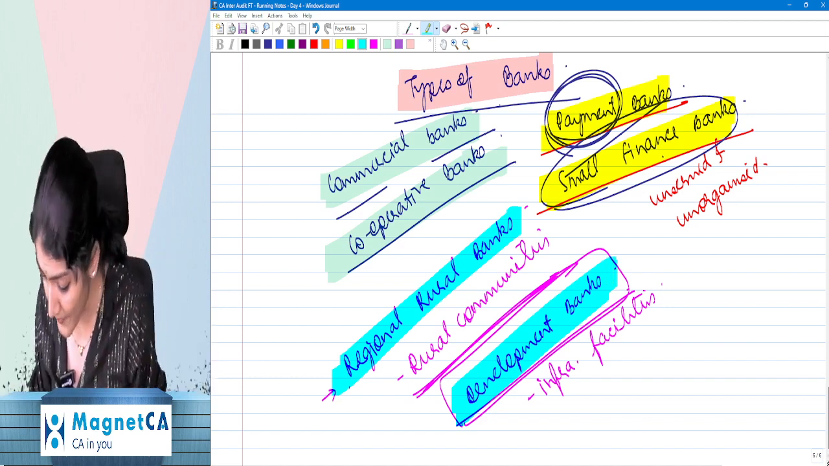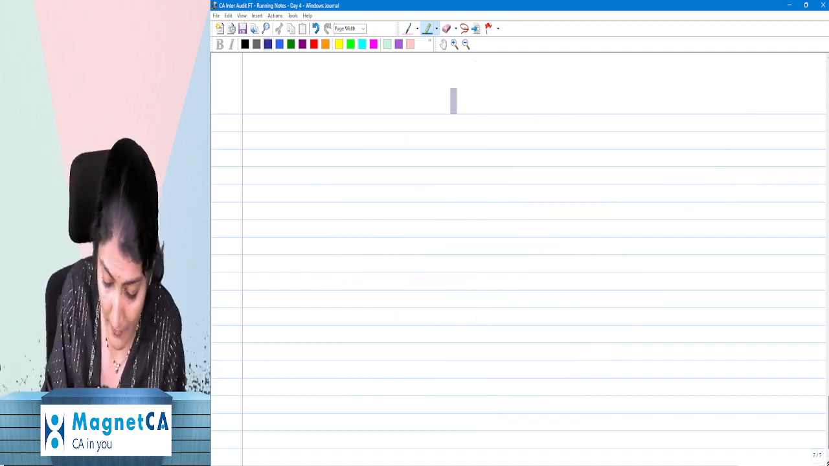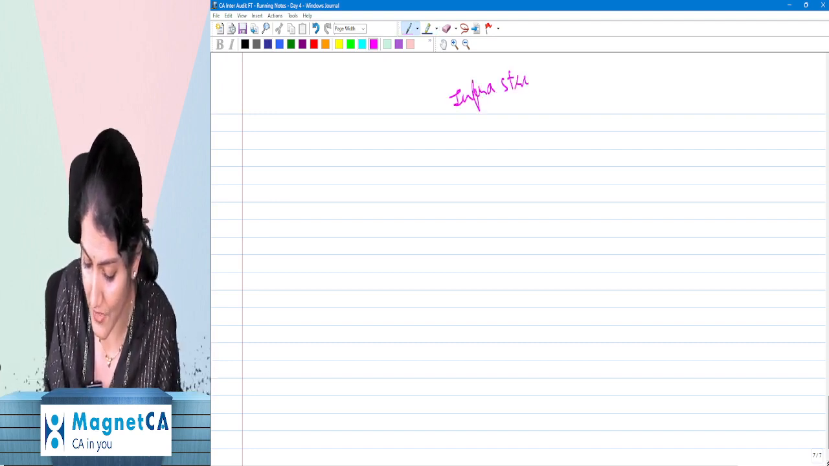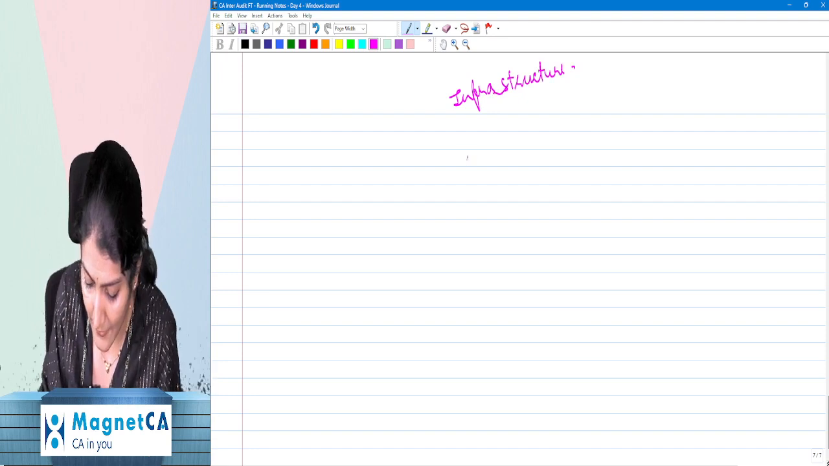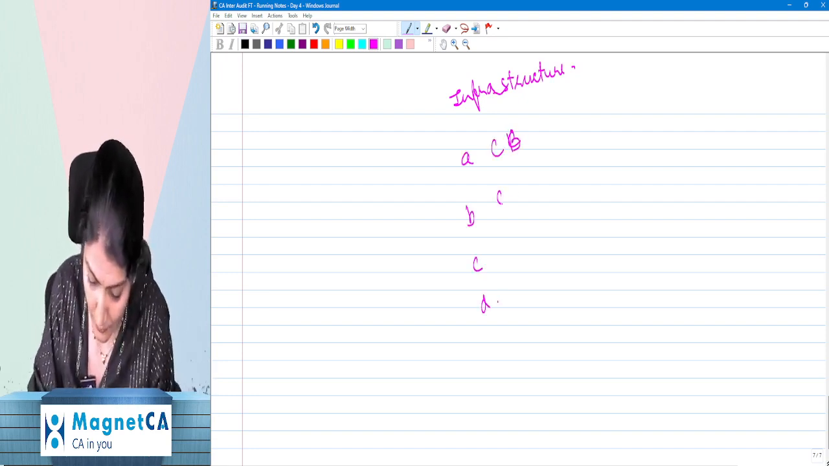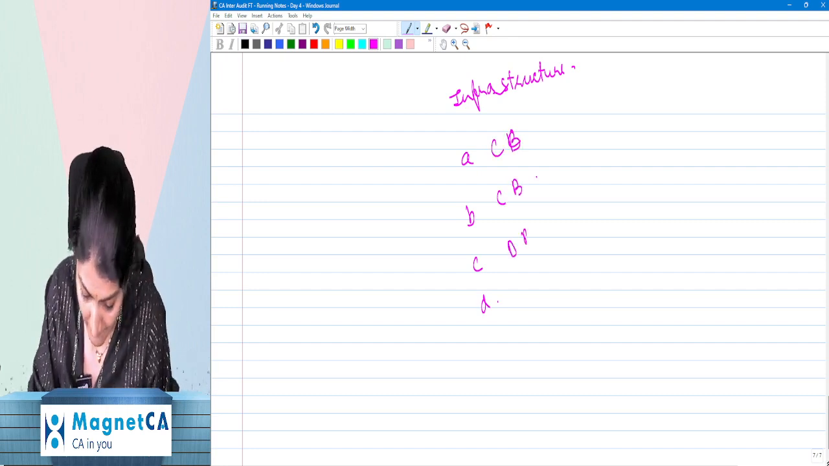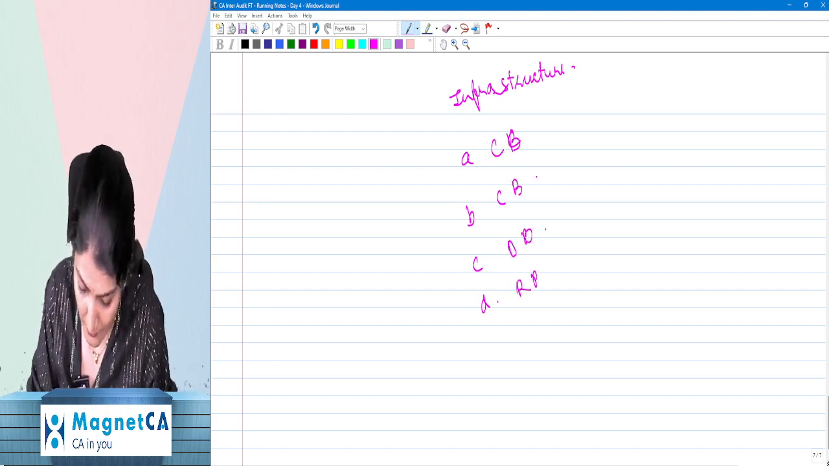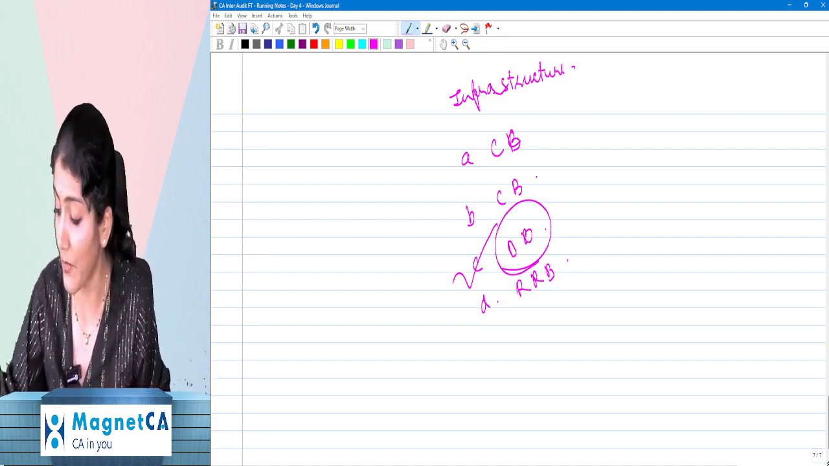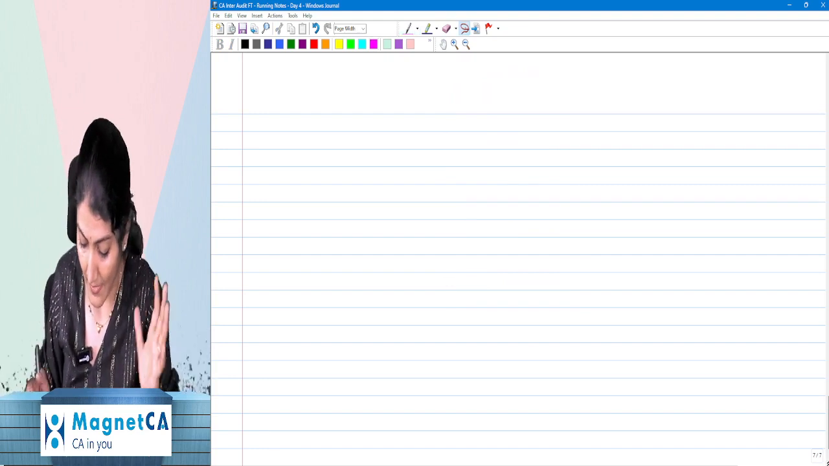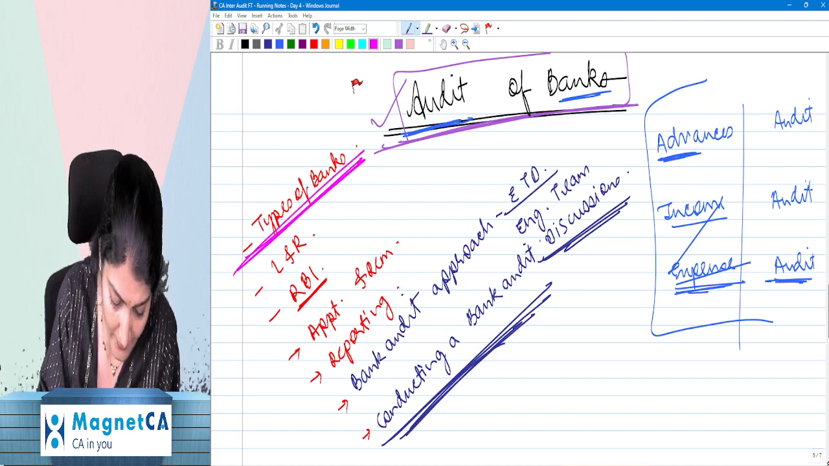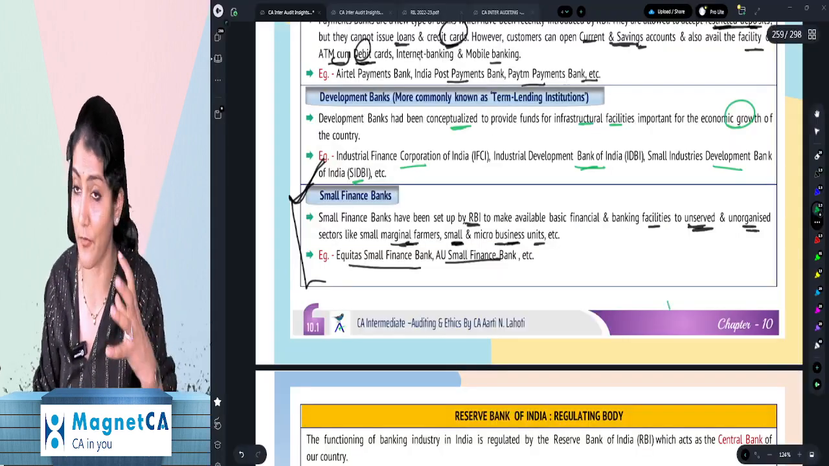Again, in the MCQ part of your paper, there could be a question: a bank which provides funds for infrastructure facilities is known as A, B, C, D. And the options say commercial bank, cooperative bank, development bank, or regional rural bank. You know that they are called development banks. So that completes one topic of our discussion in this chapter, that is, the types of banks.